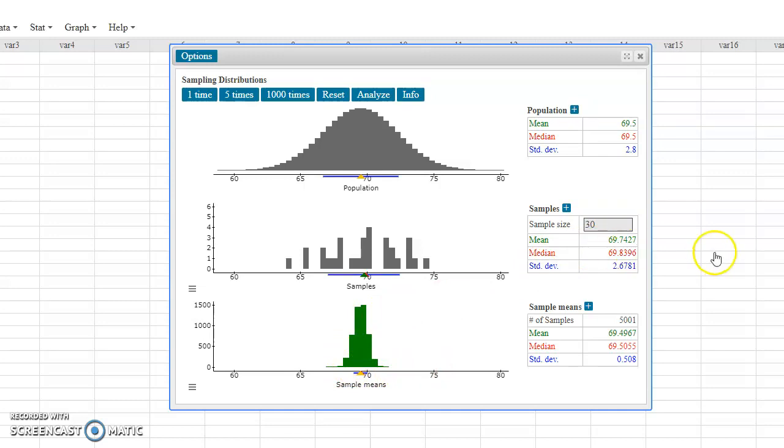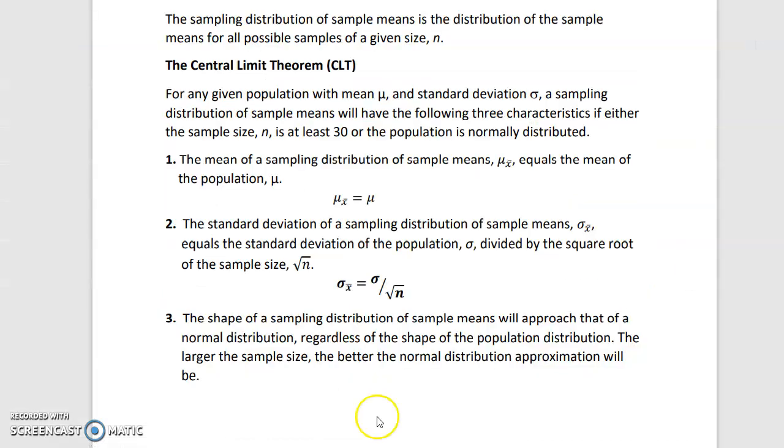Now let's compare this to what the central limit theorem tells us should happen. The central limit theorem in number 1 says mu of x bar, the mean of the sampling distribution, should equal mu. Mu is the population mean. So remember, mu is 69.5. Mu of x bar was the mean of the 5,000 means, and they were both very close to 69.5.